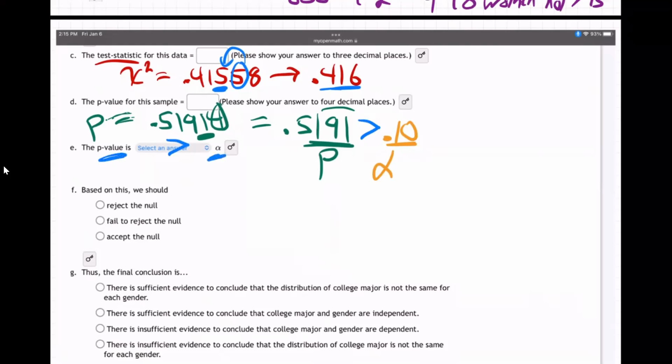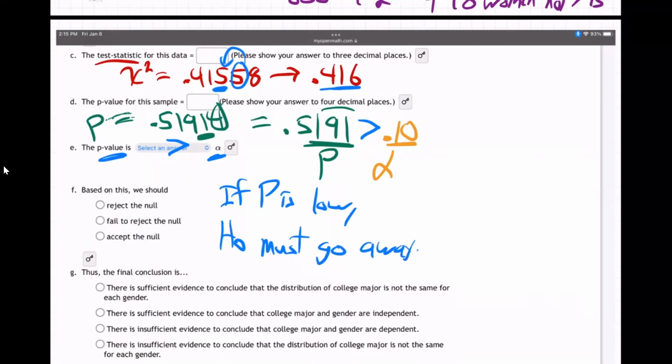What does that mean? Well, you know how it goes, right? If the p is low, then the H0 must go, meaning go away. But in our case, the p is not low. So the H0 must not go away, right? My p-value is greater. It's not low. So if the p is not low, the H0 must not go away, meaning we're going to fail to reject the null.